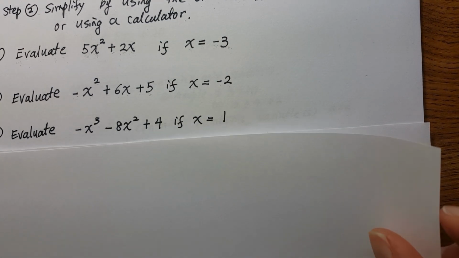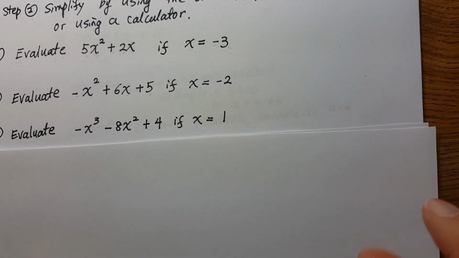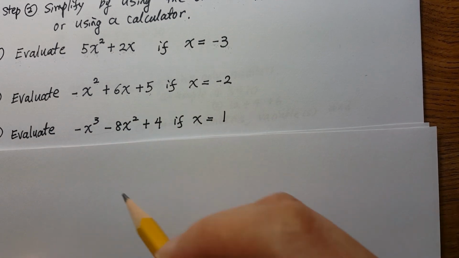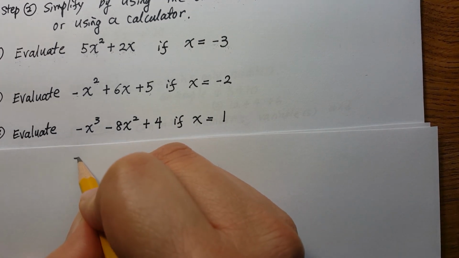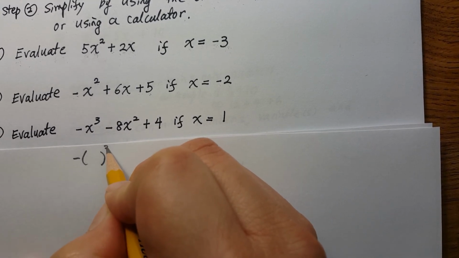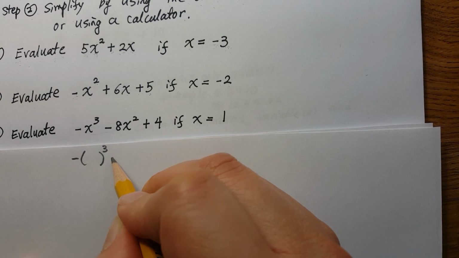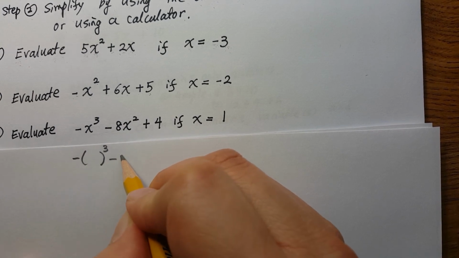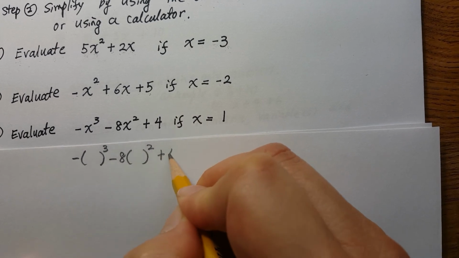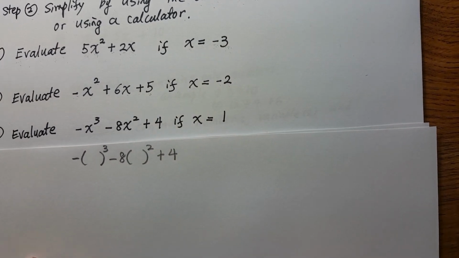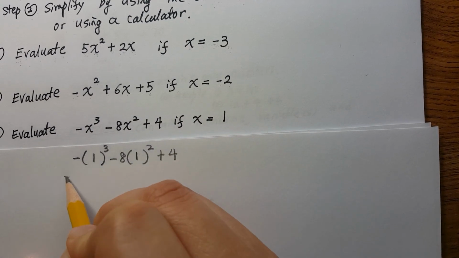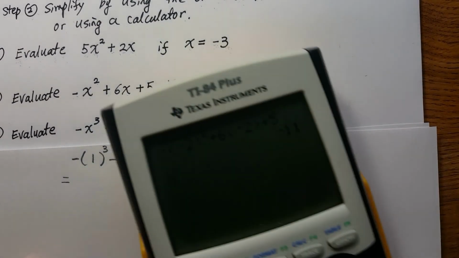Number 3. So we have to evaluate this expression if x equals 1. Now we see the negative sign, we put negative. When we see x, we put parentheses. This is exponent cube, so third power is cube, minus 8. When you see x squared, put parentheses, squared, and plus 4. And now we're going to substitute 1 inside. Step number 1 is done.